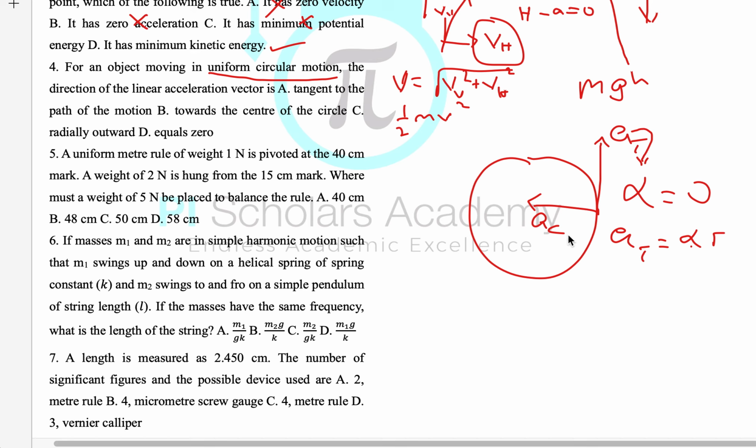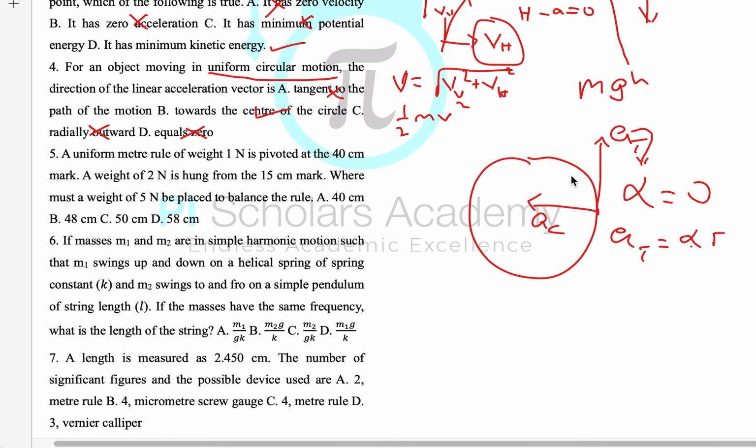Now, we are left with what? Centripetal acceleration. So in the uniform circular motion, the only linear acceleration vector that we have there is this centripetal acceleration. So A says tangent to the path of the motion. That is not going to be true. I just said that we don't have this in this kind of situation. B says towards the center of the circle. Yes, that is correct. This says radially outward. This one does not even make sense. It says it's equal to 0.